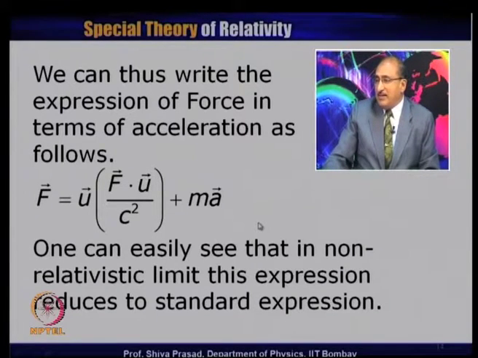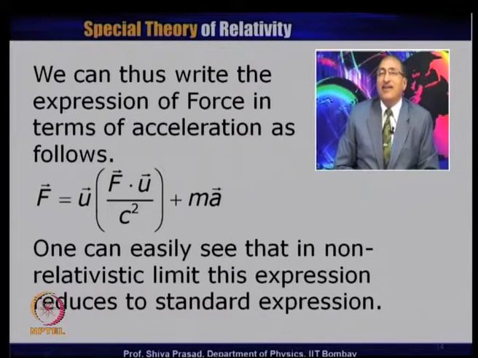Of course, one can see that in non-relativistic limit, this expression will reduce to the standard expression. In non-relativistic limit, this m can be assumed as m naught, because gamma_u will be very close to 1, because once u is very small in comparison to c, gamma_u is very, very close to 1. Therefore, m will be equal to m naught, and if u is very small in comparison to c, there is a c square in the denominator. These values will be very small in comparison to c square. Therefore, even the first term will be neglected, and therefore, F can be written as F is equal to m naught a, the way we are used to writing in classical mechanics.